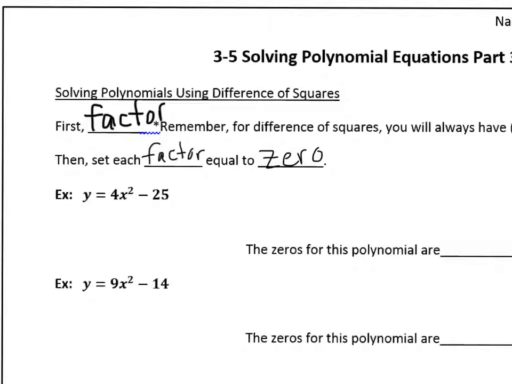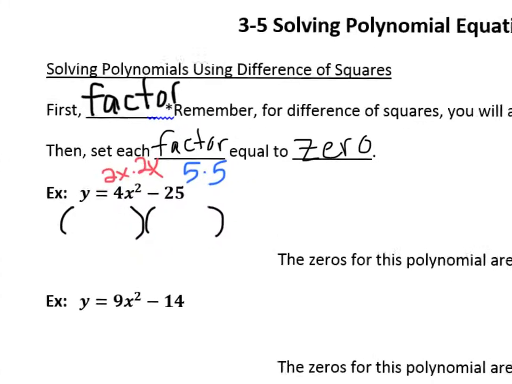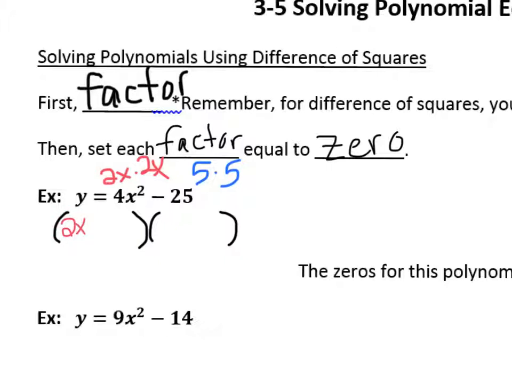So we can set up our two parentheses. The 4x squared, well, to get to a 4, has to be 2x times 2x, and to get to 25, it has to be 5 times 5, because those are the square roots of those. So that means we have a 2x in each parenthesis. We have 5 in each parenthesis. And then if you look at the beginning, it says one has a plus and one has a minus. So that's how you factor a difference of squares. But again, it has to have a minus, and all the numbers and variables have to be perfect.